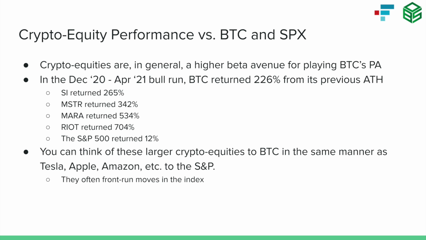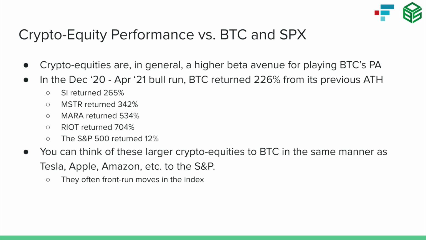So I think a good way to understand this is if we look at that December 2020 to that April 2021 top in Bitcoin, where we broke 20K. Bitcoin returned 226% from that previous 2017 all-time high, and in that time, Silvergate returned 265%. MicroStrategy made 342%. Marathon was 534%, and Riot increased by 704%. In that time, the S&P only returned 12%. So there is this inherent volatility that comes with owning these stocks, as I just explained, due to risk premiums.